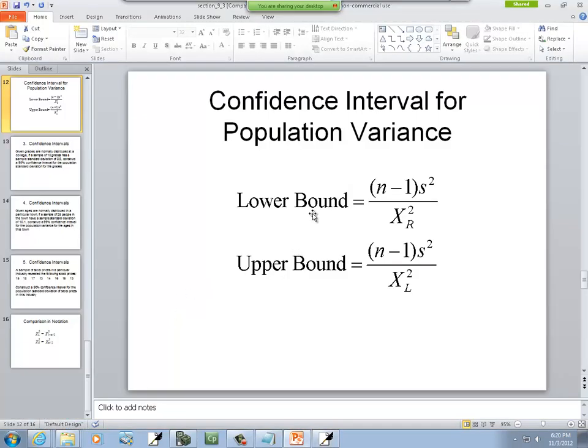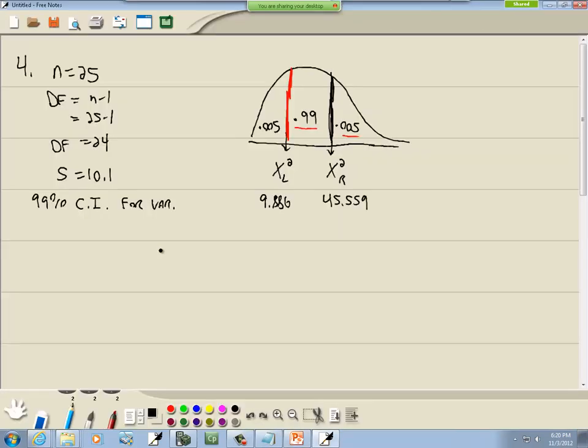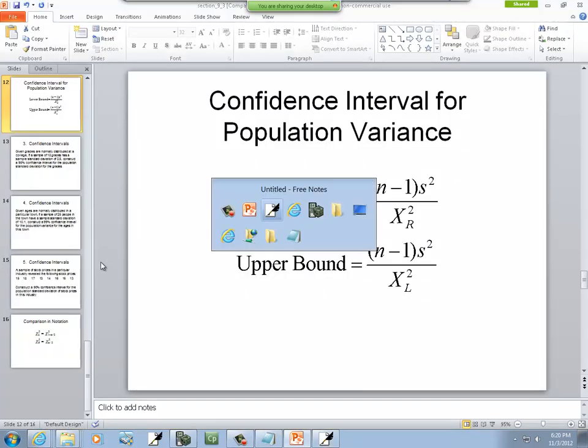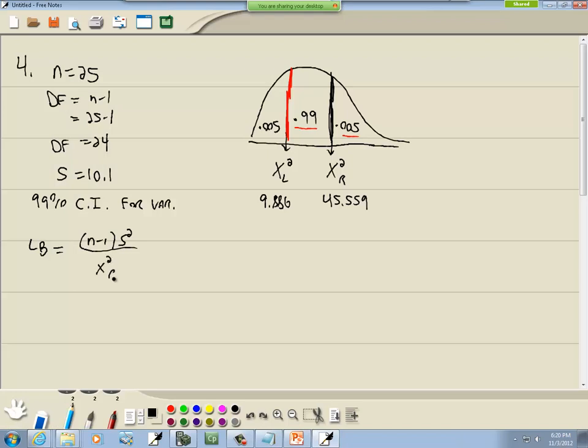Now back to our formulas. Okay, here's our formula for lower bound. It's equal to n minus 1 times s squared over right chi-square. Okay, n is 25, so we got 25 minus 1 times s squared, so 10.1 squared, divided by right chi-square, which is 45.559.